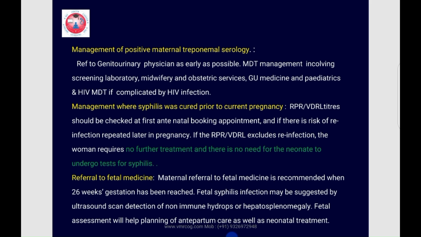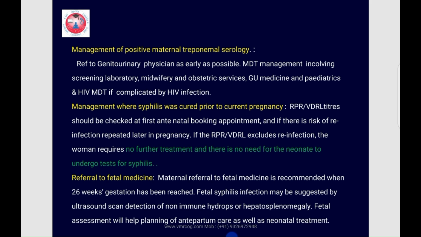Now, management where syphilis was cured prior to the pregnancy. In that particular case, what is the management? The RPR and VDRL titers should be checked at the first antenatal appointment, and if there is a risk of reinfection, we have to repeat later in the pregnancy. If the RPR and VDRL exclude reinfection, the woman will not require further treatment and there is no need for the neonate to undergo a test for syphilis.